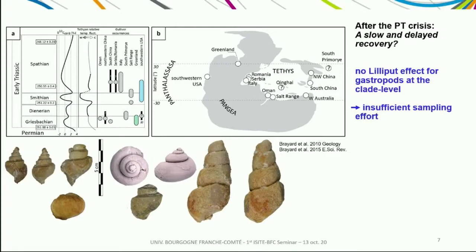Thus, a Lilliput phenomenon for gastropods is not demonstrable at that time and probably results from an important sampling bias. It's probably also the case for many other organisms.